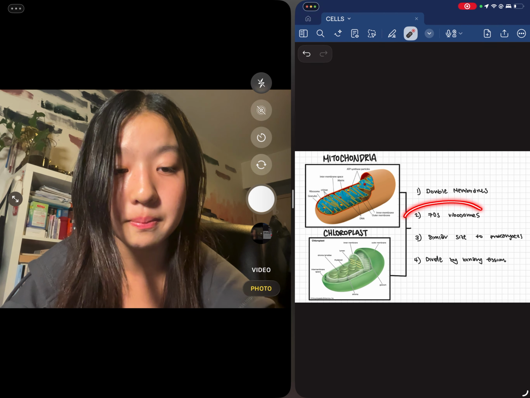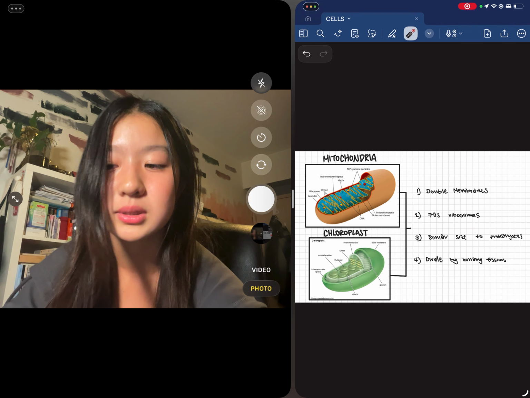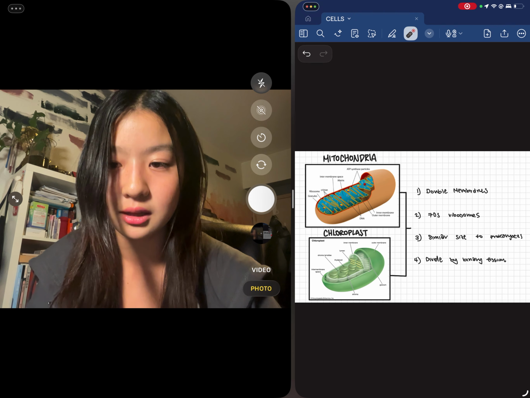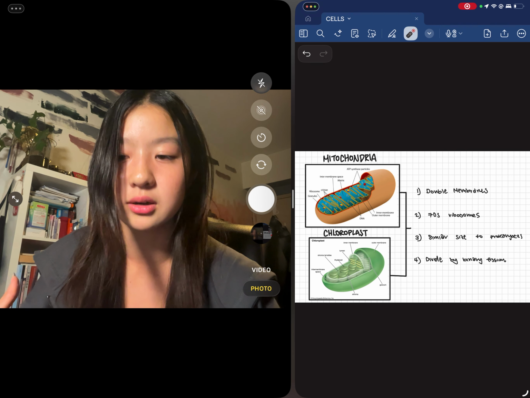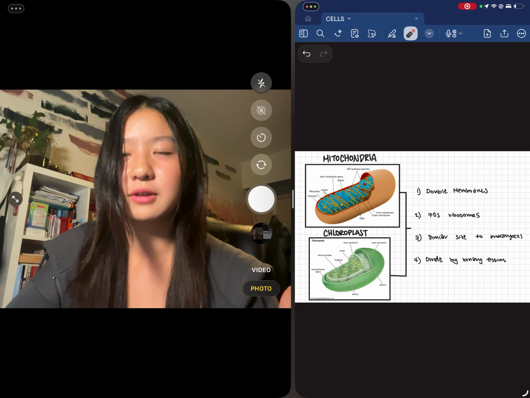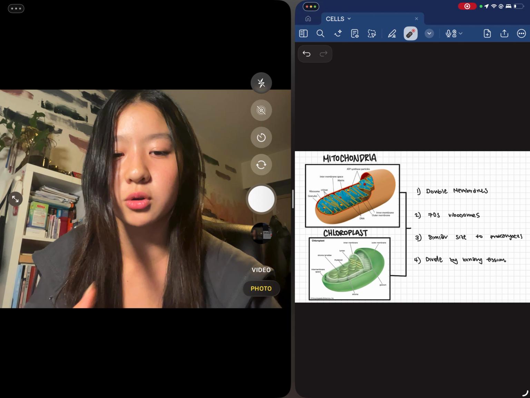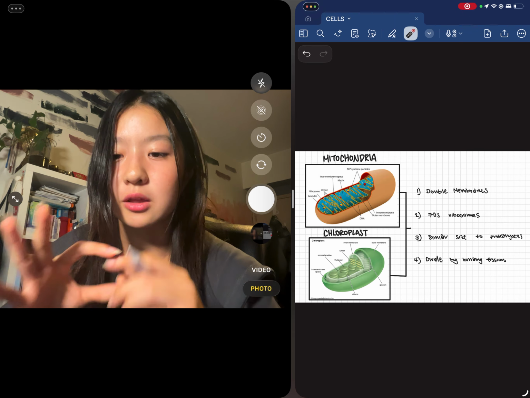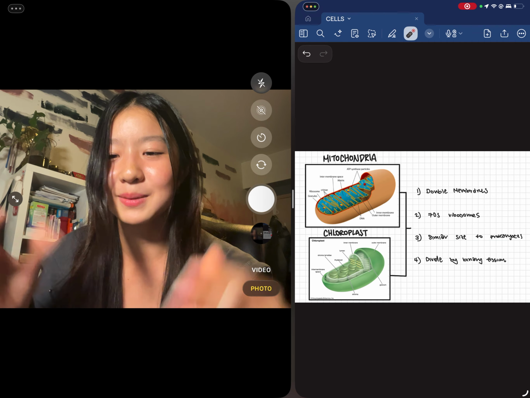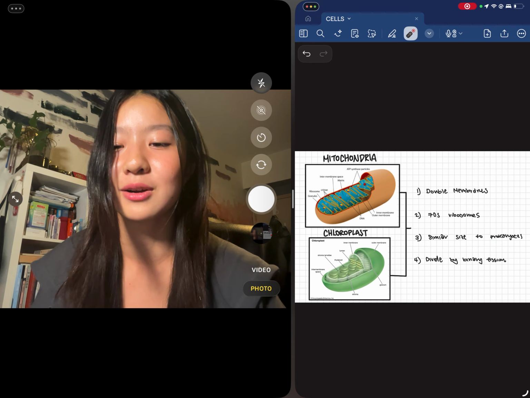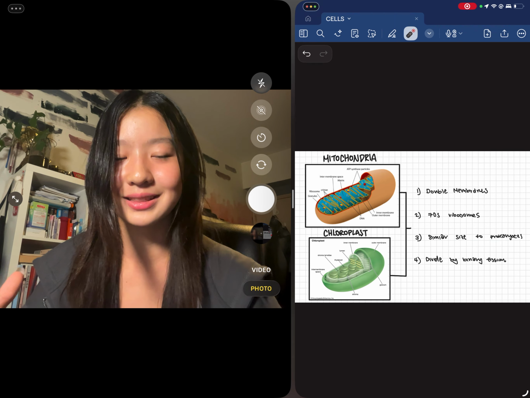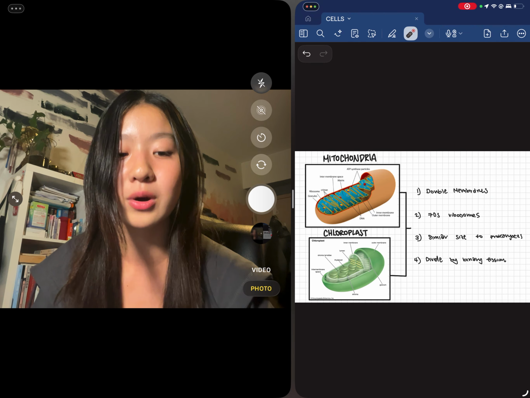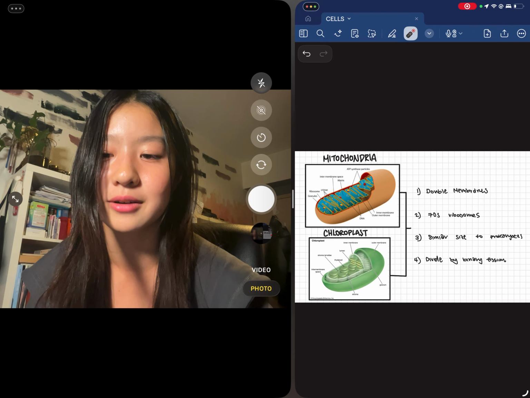Number three, they both have 70S ribosomes, which means that they can actually synthesize their own proteins independently from the rest of the cell that they are in, which provides evidence for the fact that both mitochondria and chloroplast may have once been free living cells by themselves, before they were ingested by even bigger cells that they now have a more complex relationship with. And number four is that they do divide by binary fission.